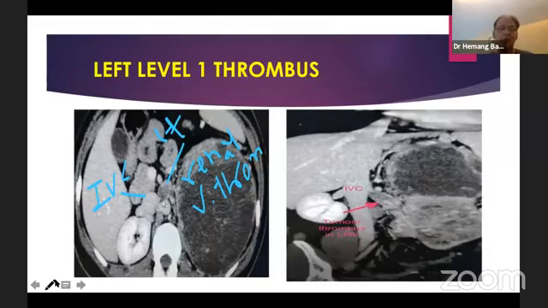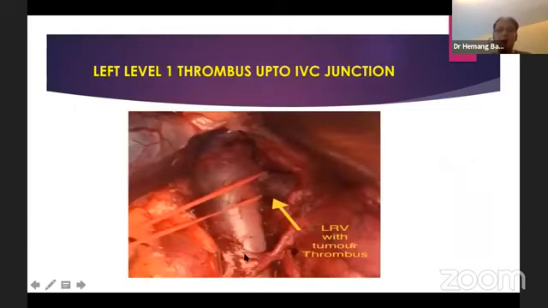For left-sided thrombus, now, if you can see, this is a large renal mass in a 28-year-old man and has a thrombus extending up to the IVC. You can see here it is not extending into the IVC. An intraoperative view, this is the IVC and this is the tumor-laden thrombus extending right up to here.